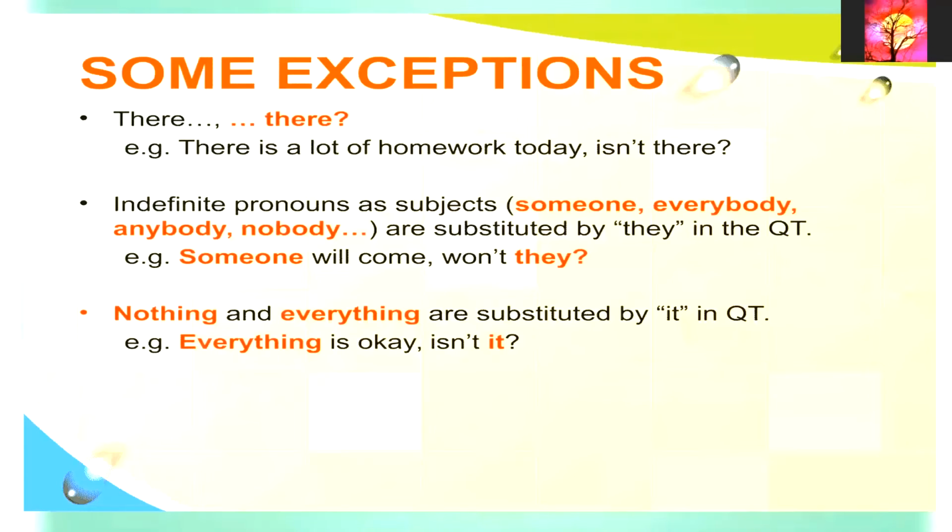There are certain exceptions to the rule. For example, there is a lot of homework today, isn't there? When a sentence has indefinite pronouns as subjects, such as someone, everybody, anybody, nobody, then they are usually substituted by they in the question tag. Someone will come, won't they? When the sentence has nothing and everything, then it is substituted by it in the question tag. For example, everything is okay, isn't it?